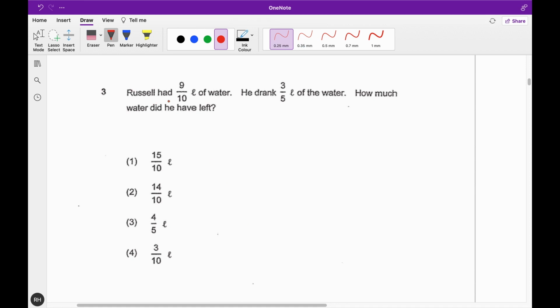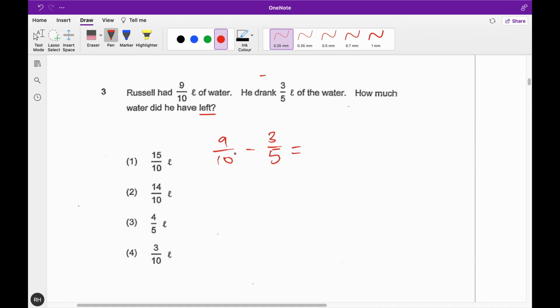Question 3. Russell had 9 out of 10 liters of water. He drank 3 out of 5 liters of the water. How much water did he have left? So we'll start with 9 out of 10 liter. Drank away means you have to minus 3 out of 5 equals to.